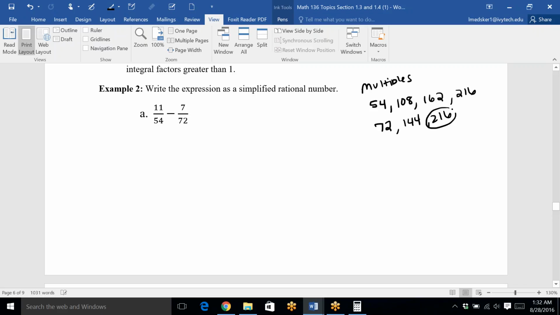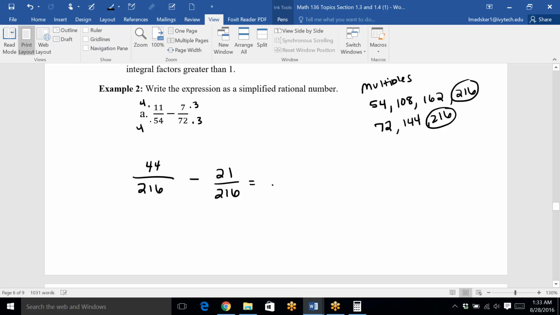Now, the reason this is nice is we can see the LCD, or the least common denominator, but we can also see how many multiples it took to get there. So we need to multiply 54 by 4 on both top and bottom to keep the fraction balanced. And we need to multiply 72 by 3, because it was the third variation of adding 72. So this would be 44 over 216 minus 21 over 216.